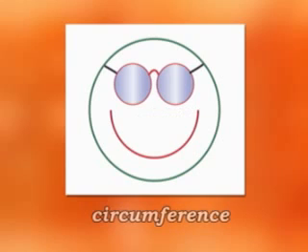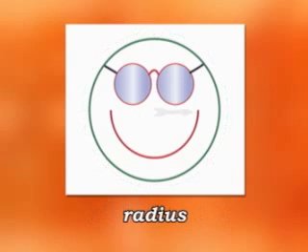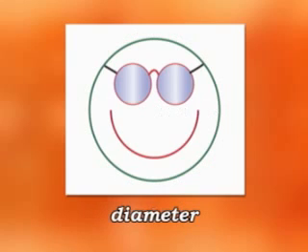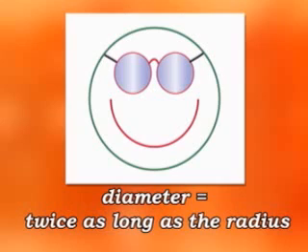So we have circumference all the way around, radius from the center to the circumference, and diameter, the distance across the circle through the center. The radius is always half the diameter, and the diameter is always twice as long as the radius.